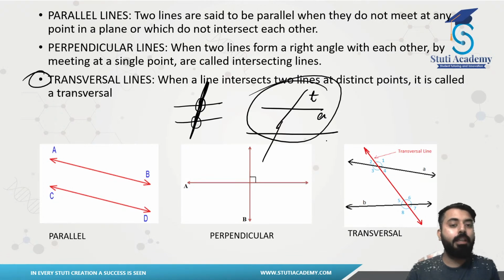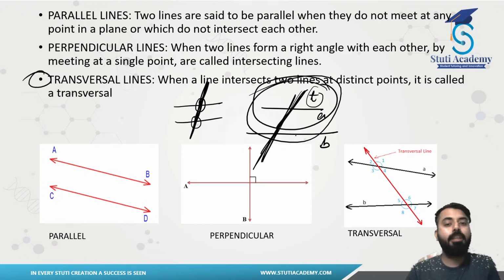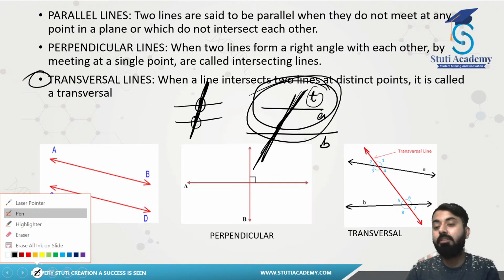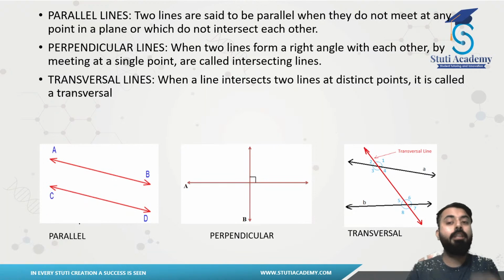Although if I have a line B and I'm talking about this T, now this T is a transversal line. It is not generally an intersecting line. But if you're talking about these two, they will be intersecting. If I'm talking about all these three, they will be transversal lines. So I hope you remember this and you don't have any doubt in this.